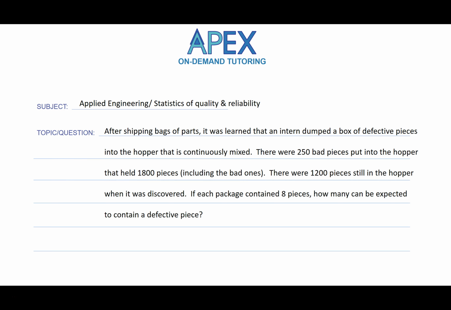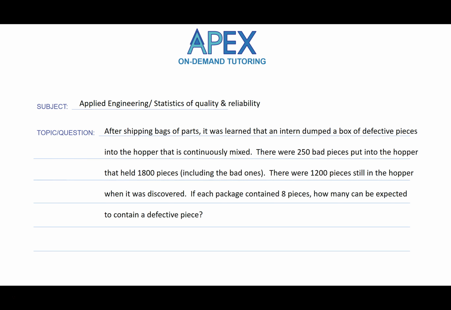We are looking at another example of the statistics of quality and reliability. In this question, an intern figures out that a box of defective pieces got into the hopper. There were 250 bad pieces put in out of 1,800 pieces, and there were 1,200 pieces still left when it was discovered. If each package contained 8 pieces, how many can be expected to contain a defective piece?